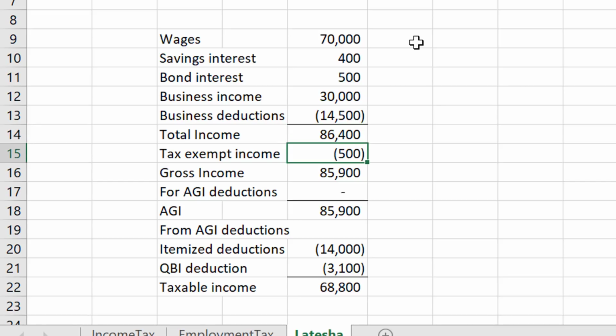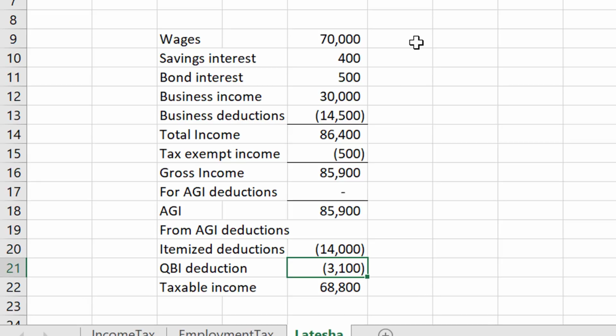However, part of that interest was on tax-exempt bonds. Therefore, her gross income is only $85,900. There was no information that would have yielded any for-AGI deductions. So as a result, her adjusted gross income is also $85,900. She had itemized deductions of $14,000. That's greater than her standard deduction, which for a single taxpayer in 2018 would be only $12,000.